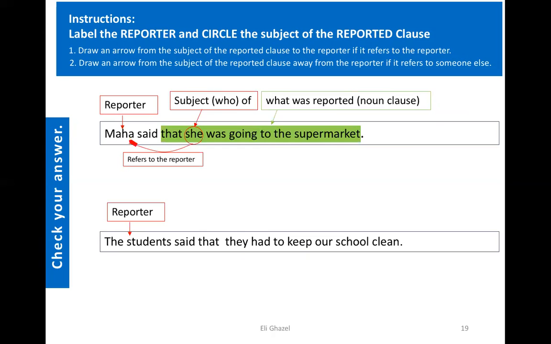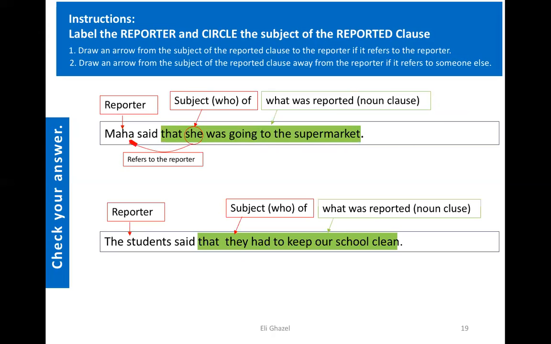The students, reporter, they is the subject of the clause, and here it is. This is what was reported. Now, does the they and the student are the same? Do they refer to each other, or does the they refer to someone other than the students? They refers to the students. The students and they are the same people.